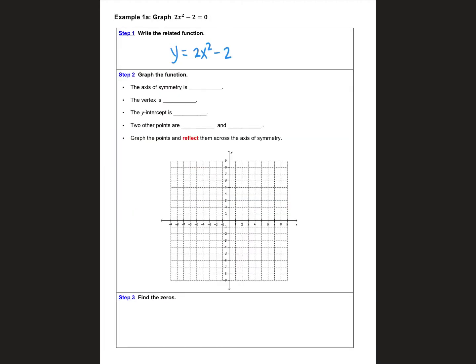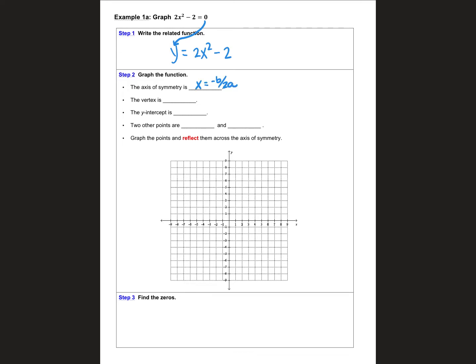So at first, we're given a quadratic equation where it's equal to 0. So I know that we're going to have to solve here, but it's asking us to write the related function. So we just turn the 0 into a y. That is our related function.